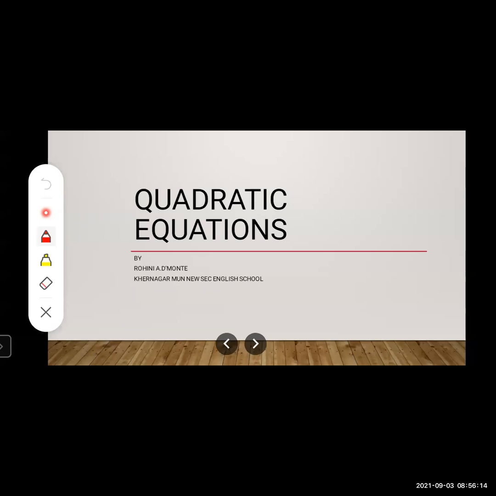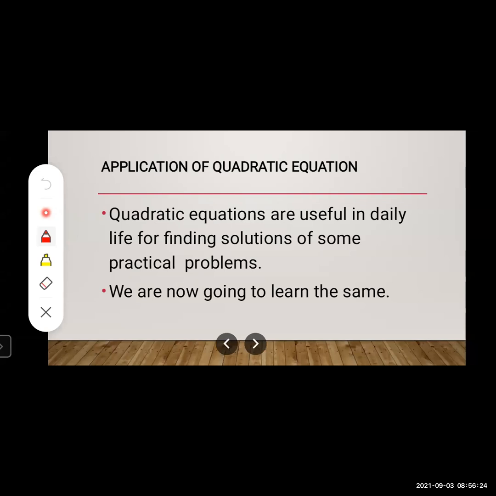Today, let us take a quick review of the last lecture. We are going to continue with the quadratic equations only. In the last lecture, we started the application of quadratic equations. Now, what is the exact application of the quadratic equation? Quadratic equations are useful in daily life for finding solutions of some practical problems. If there are some practical problems, definitely quadratic equations are useful for us. So let us learn more about this application.